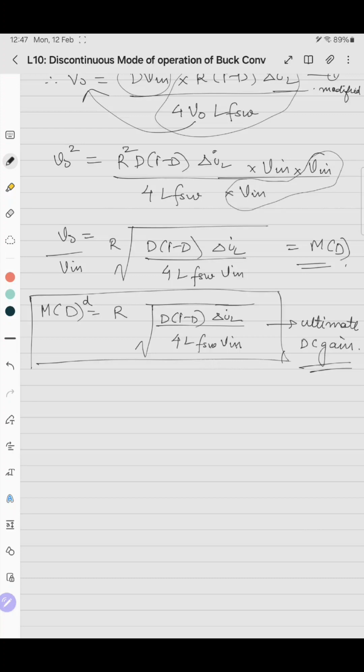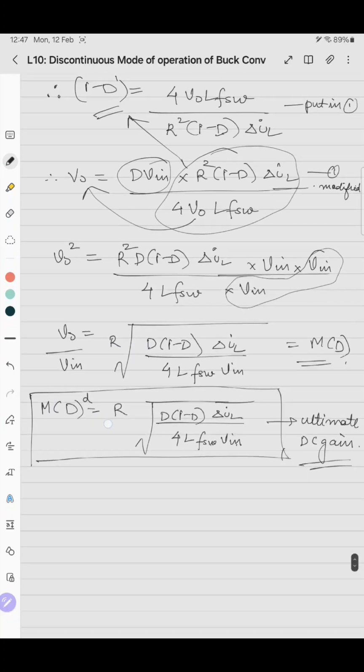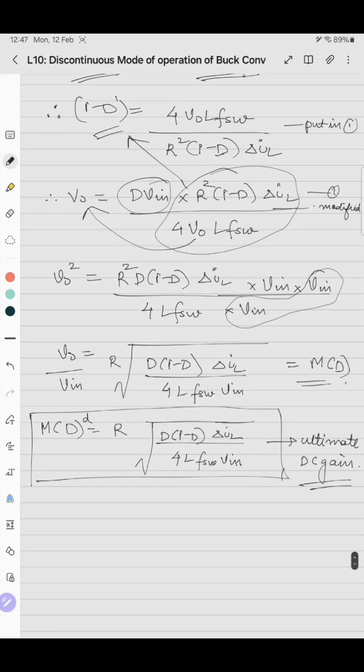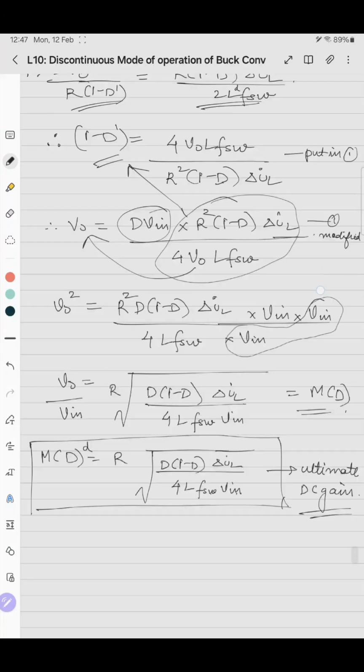So with this lecture we concluded the discontinuous mode of operation for a buck converter. A similar analysis you can do on a boost converter and buck boost converter and derive the DC gain. You can do the voltage second balance and the amp second balance.